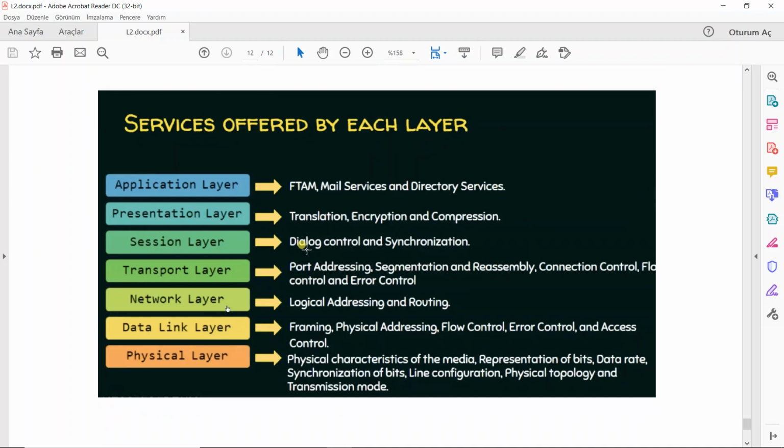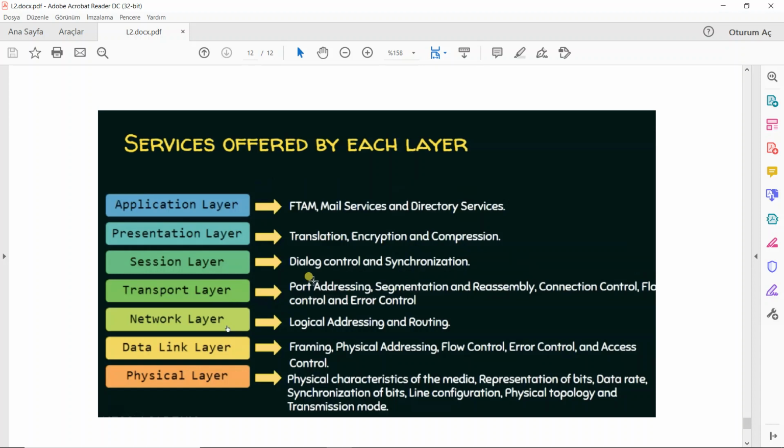So in summary, if we want to summarize the 7 layers we have talked about: application, presentation, session, transport, network, data link, and physical layer. We can say that application layer is responsible for mail services, directory services, web browsing, and so on and so forth. Presentation layer deals with things related to translation, encryption, compression, and so on and so forth. Session layer deals with things related to dialog control and synchronization.